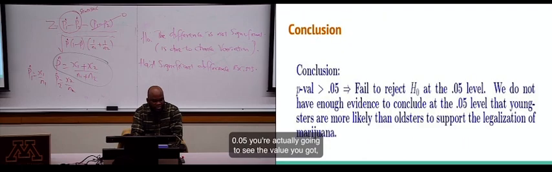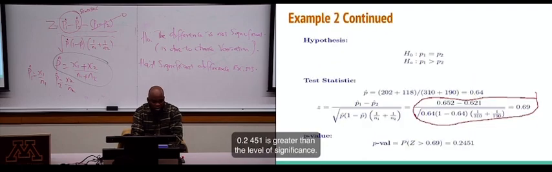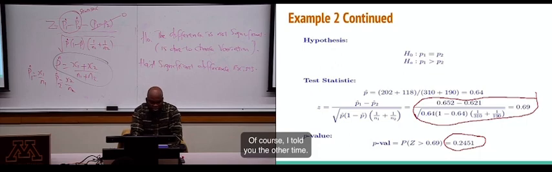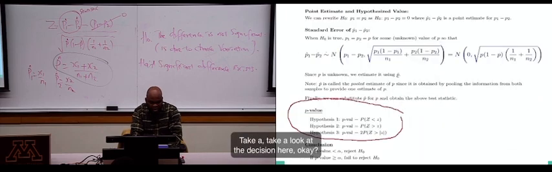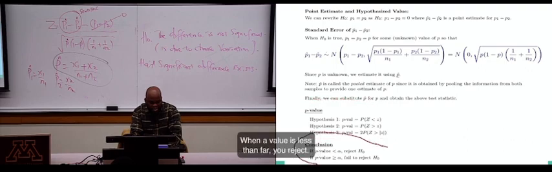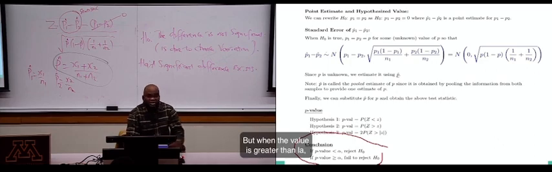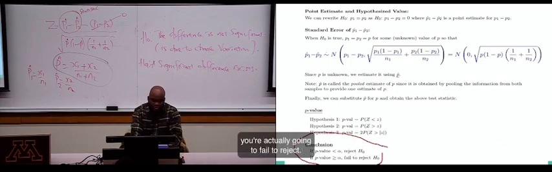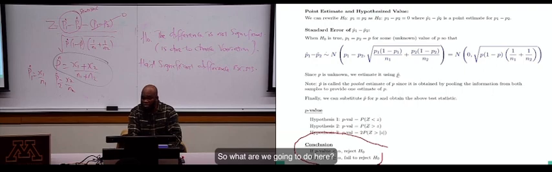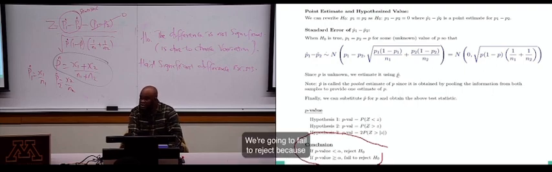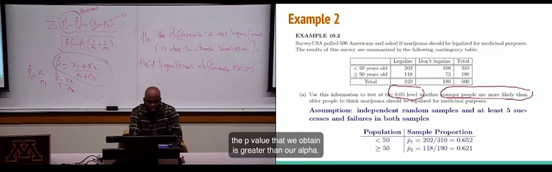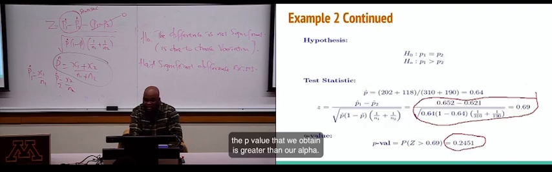You're actually going to see the p-value you got, 0.2451, is greater than the level of significance. And of course, I told you the other time, take a look at the decision here. When a p-value is less than alpha, you reject. But when the p-value is greater than alpha, you fail to reject. So what are we going to do here? We're going to fail to reject because the p-value that we obtain is greater than alpha.